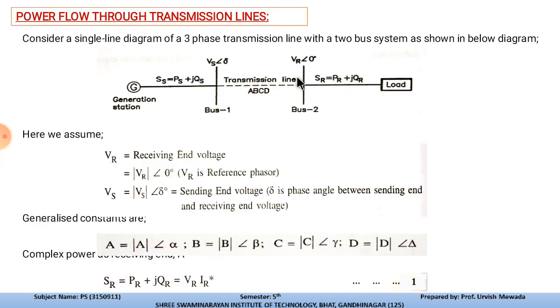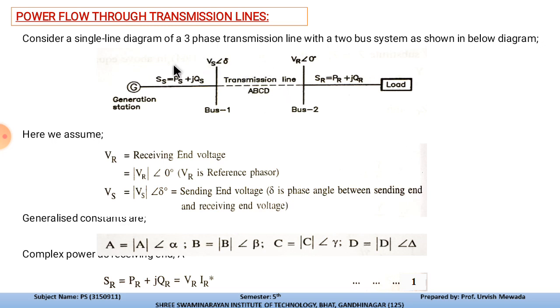Here one line is given that has a generating station and a load. In this line we have two buses, bus 1 and bus 2. At the sending end the voltage is Vs at angle delta, and Vr is at the receiving end, at angle 0. In between the two buses we have the transmission line, and it has its own ABCD parameters.